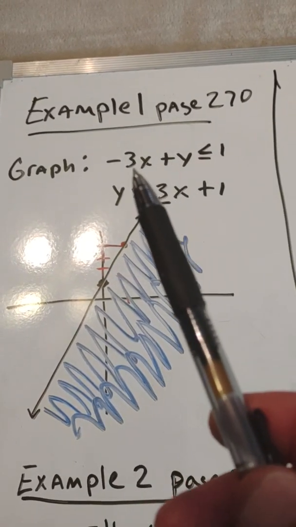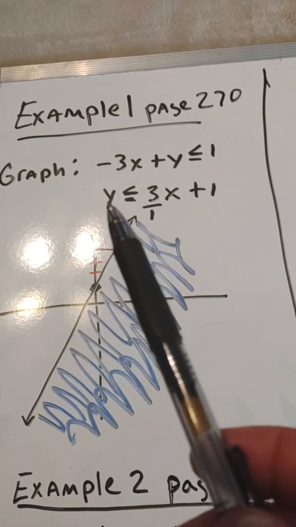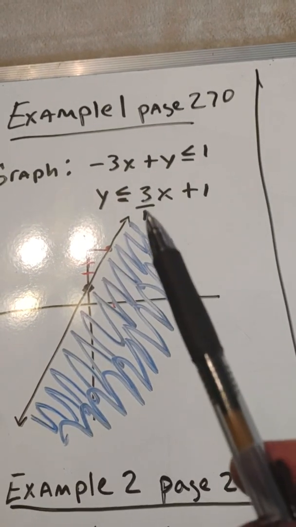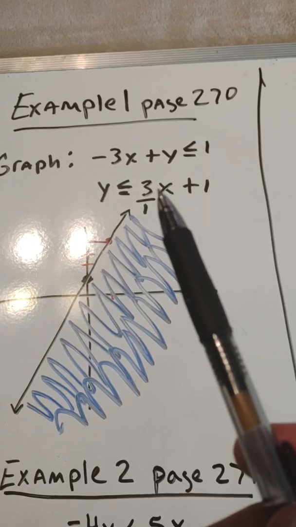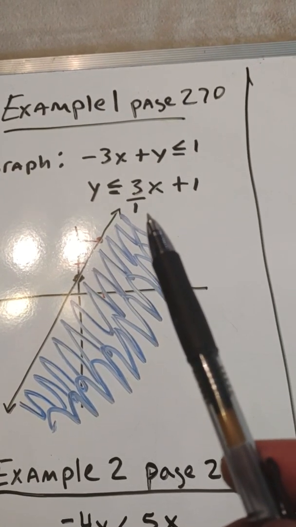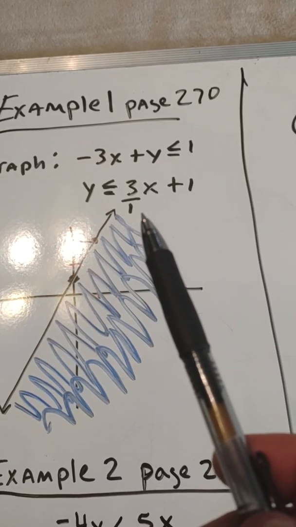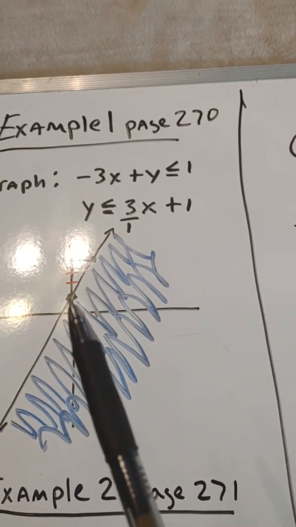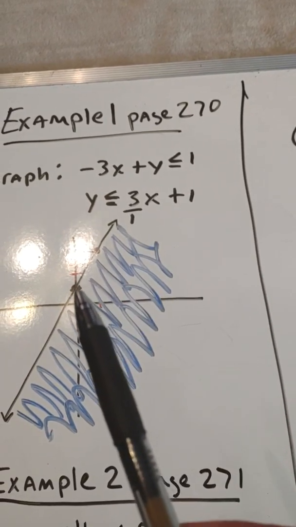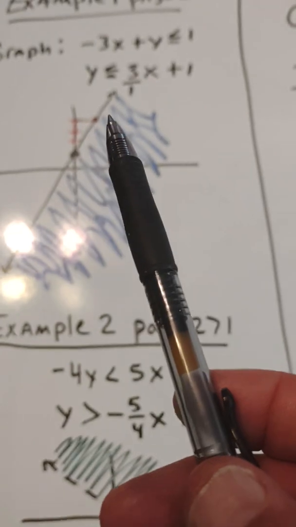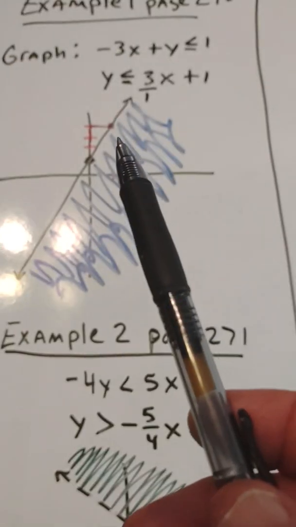Well, we add the 3x over, so we get y is less than or equal to 3 over 1 x plus 1. Remember, I'm putting the slope in a fraction because the top number tells us how to move up or down. The bottom number always tells us to move to the right. So I plot my 1. There's my y-intercept. Slope tells me to go up 3 and over 1. There is my second point.